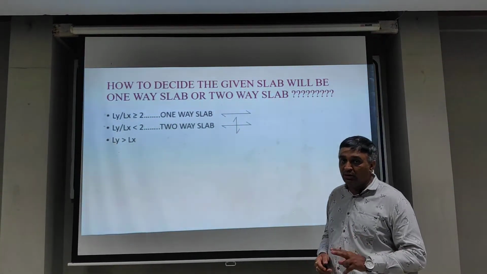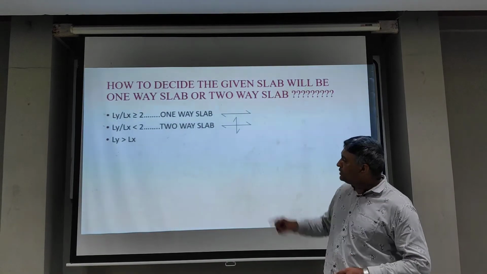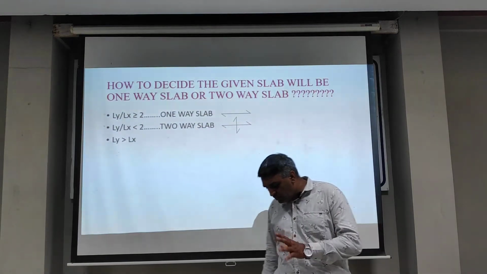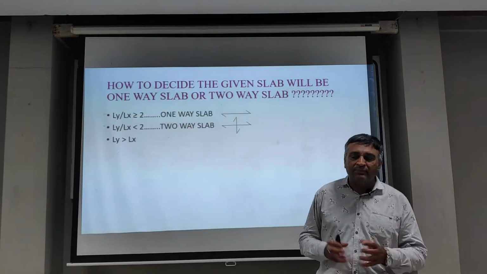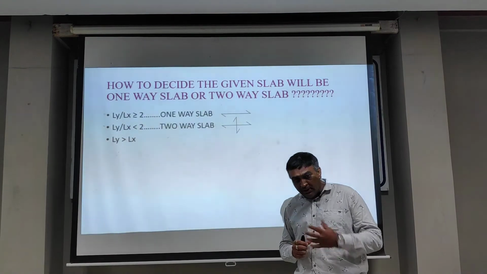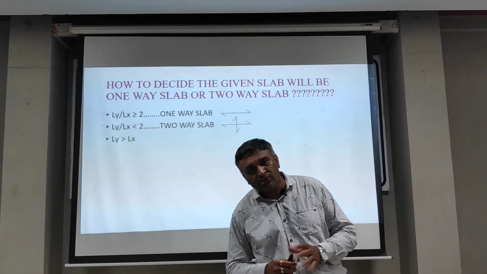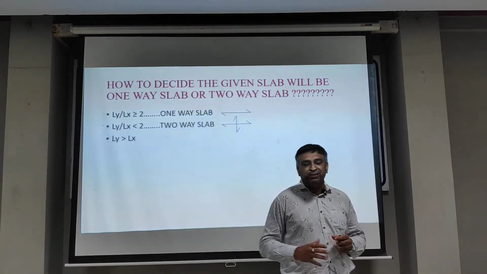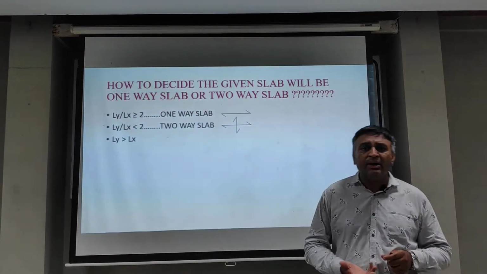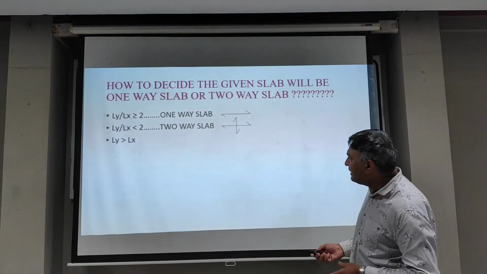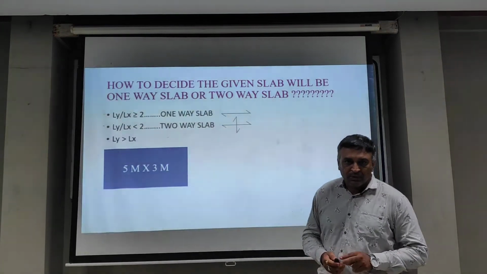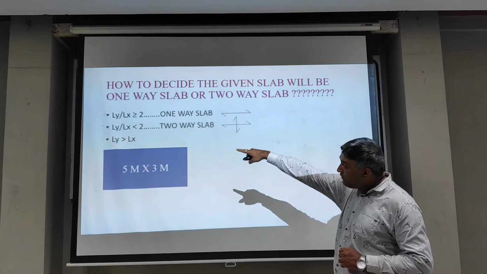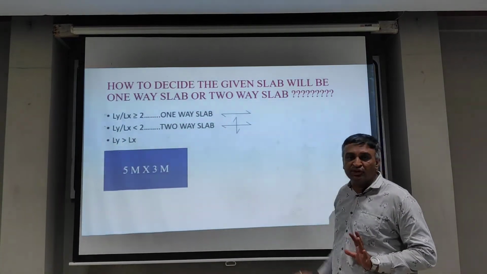Whenever the ratio of Ly by Lx is exactly 2, it is a one-way slab. Sometimes students have doubts: sir, which value is Ly and which is Lx? If your room is 3 by 4 meters, or 15 by 12, which one is Ly and which is Lx? For that I am giving you an example: 5 by 3. Ly is always the bigger dimension.